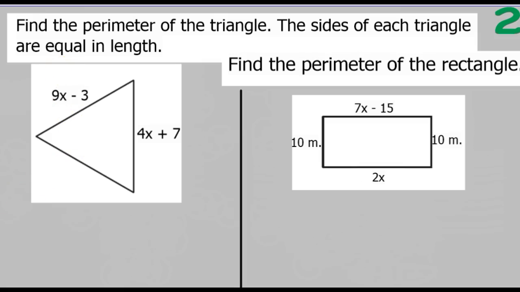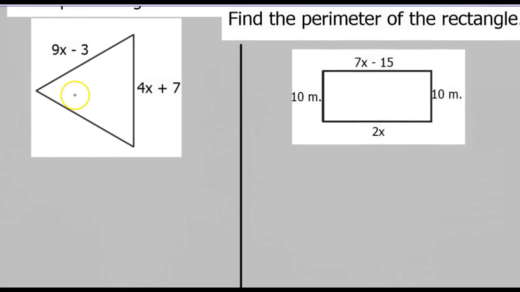Alright, this one says, find the perimeter of the triangle. The sides of each triangle are equal in length. So we have 9x minus 3 and 4x plus 7. So to find the other side of the triangle, we need to put these two equal to each other because we know that every side is equal. So once we find this side, we'll know it's equal to this side and this side.